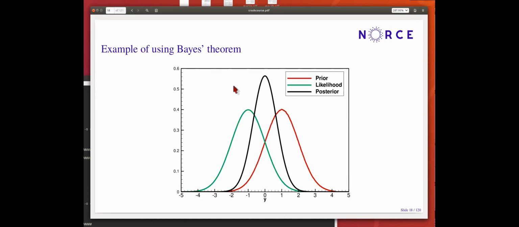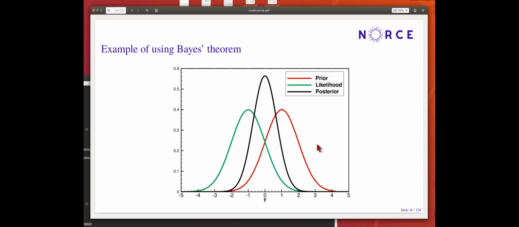I'm not going to go into that, but an example of using Bayes' theorem is given here. This is a linear case. You have two Gaussian distributions. So I have a likelihood written like this, and I have a prior distribution like this. And Bayes' theorem just tells you to multiply these two together and normalize. And then I get a posterior probability, which is this black one.